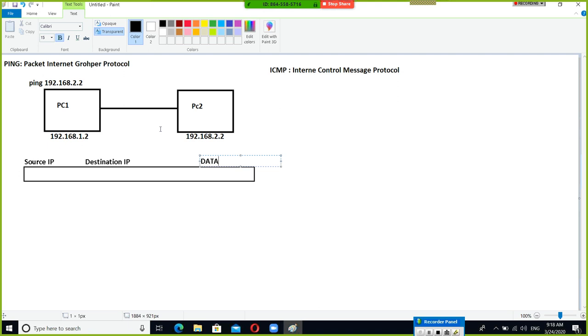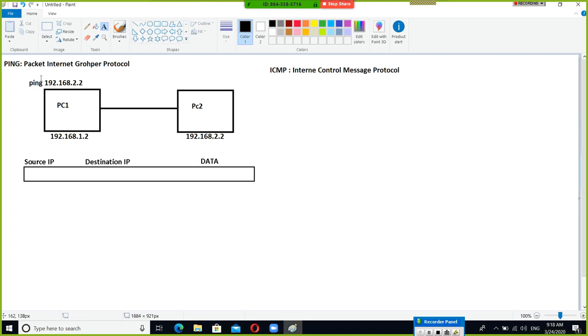Some data will be there informing the other PC. Now the source IP address will be the IP address from where the packet is originating, that is 1.2. Destination IP address is the place where the packet is going out to, 2.2. Now data. Data will contain ICMP. And ICMP stands for Internet Control Message Protocol.